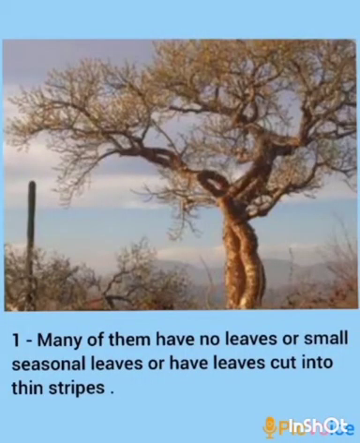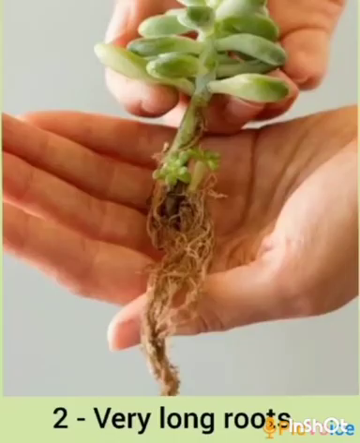Most of the desert plants have no leaves, or small seasonal leaves that only grow after it rains, or have leaves cut into thin strips. The lack of leaves helps reduce water loss during photosynthesis. They have very long roots to help them gather as much water as possible.